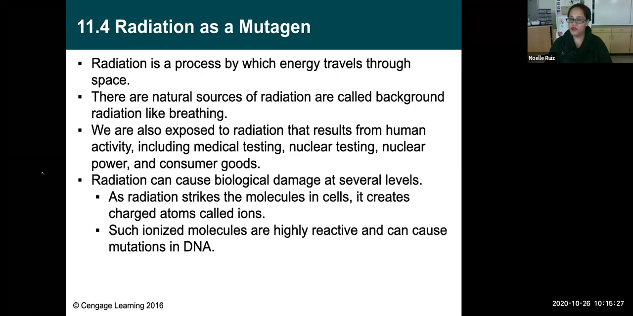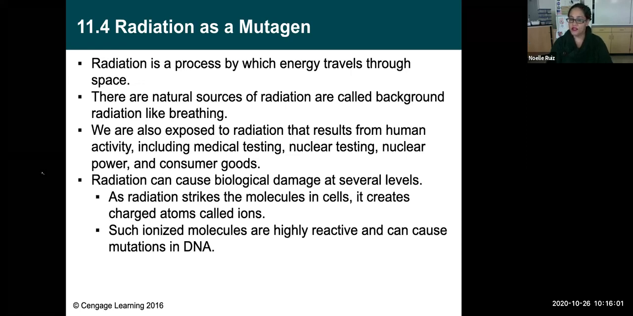But we are also exposed to radiation that results from human activity, including medical testing. How many of you have had an X-ray? You have to put on that apron to protect your internal organs. You're never supposed to have an x-ray if you're pregnant, because that will cause birth defects in your baby. Nuclear testing, nuclear power, and consumer goods. You guys are going to do a little bit of research on radiation, natural radiation, medical radiation in your discussion this week.